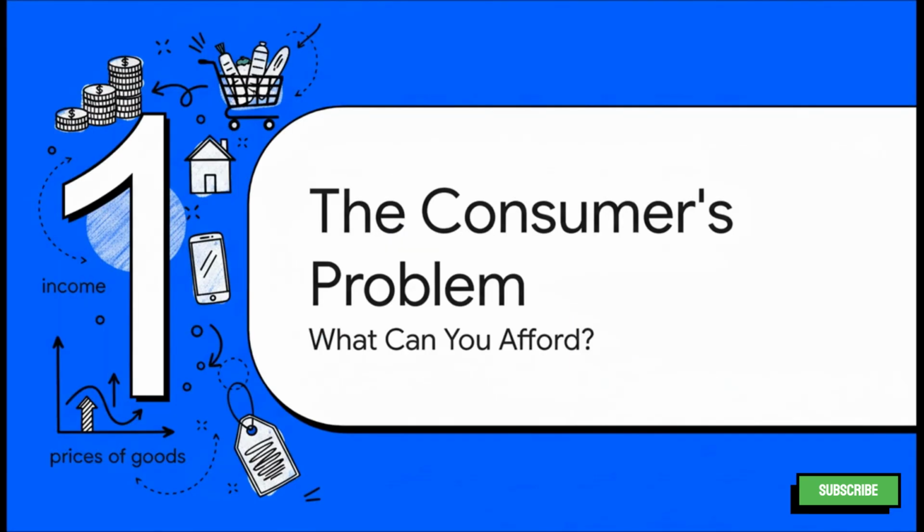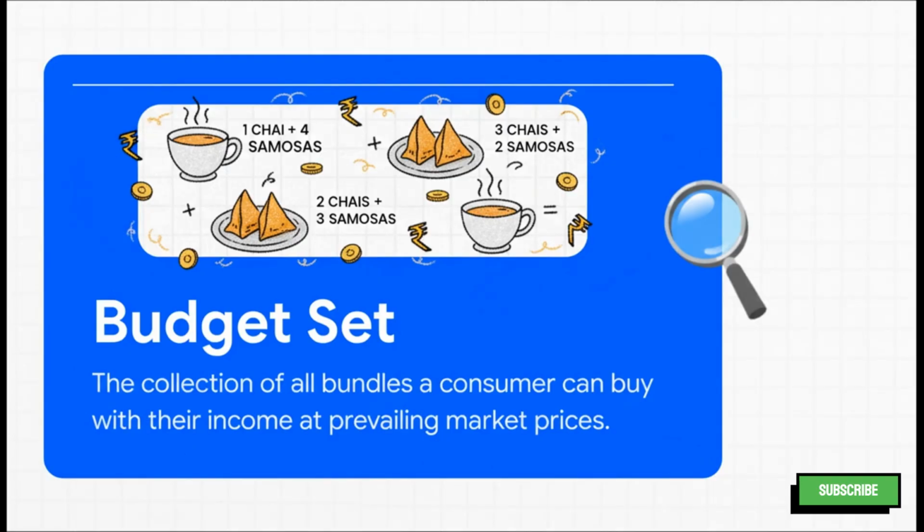The very first piece of the puzzle for any consumer, for you, for me, is figuring out what's even possible. And that really boils down to two very, very simple things: how much money you have, your income, and what things cost, the prices of the goods you want to buy. Now, in economics, we have a name for this. The collection of everything you can possibly buy is called the budget set. It sounds technical, but it's super simple.